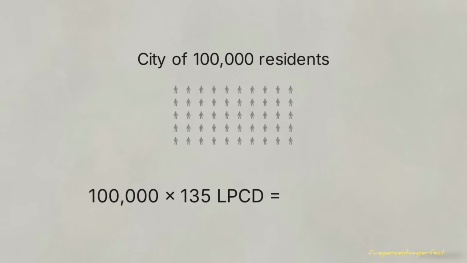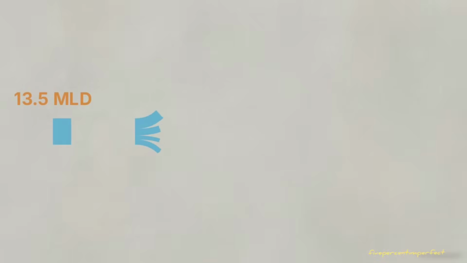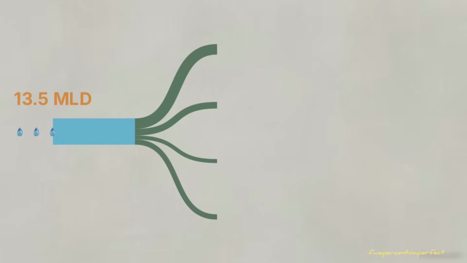We can apply this metric to a standard case study by calculating the total water supply for a hypothetical city of 100,000 residents. Multiplying that population of 100,000 by 135 LPCD yields a total daily input of 13.5 MLD. MLD stands for million liters per day, the standard unit for measuring large-scale municipal water flow. This Sankey diagram illustrates where that volume goes, showing the single 13.5 MLD input stream splitting into 4 primary urban sectors that consume the supply.